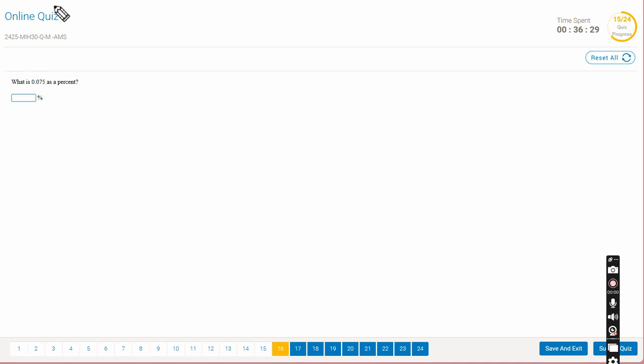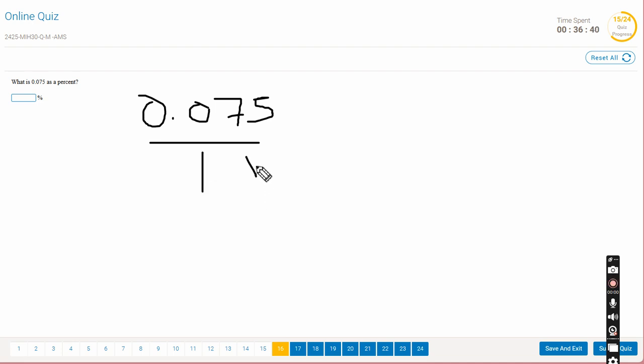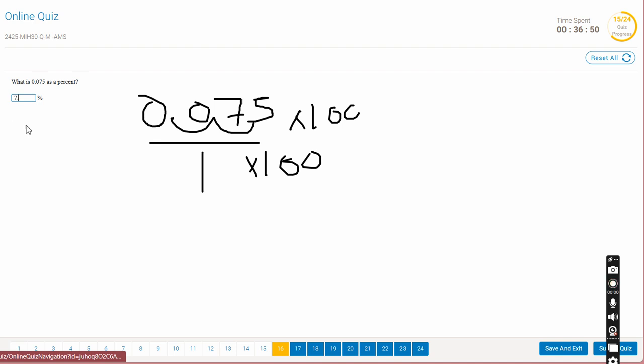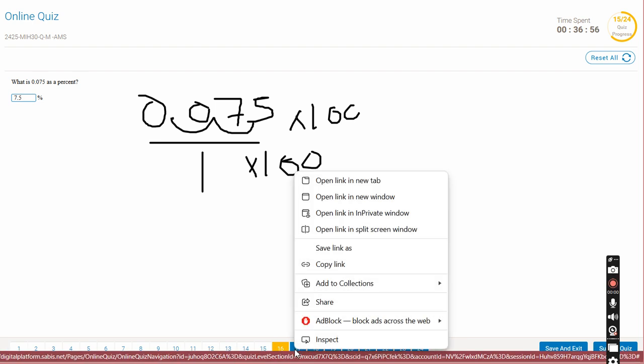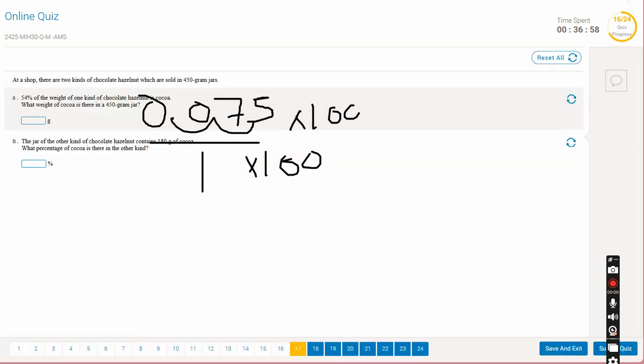Now let's do it here. It's 0.075 as a percentage. So 0.075, I know that a percentage always has the denominator as 100. So here in the decimal, what is the denominator? It's 1. So I'll multiply here by 100 and I'll multiply above by 100. So what do I get? 7.5 as the percentage. And the bottom it will be 100, which is represented by the percentage sign. Sorry, we'll go to the next question now.